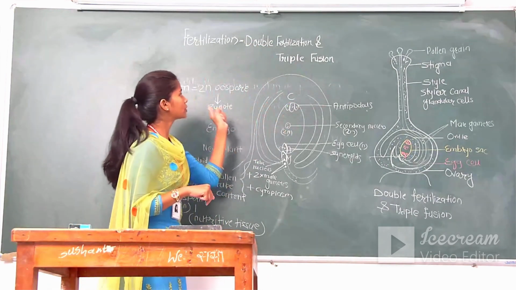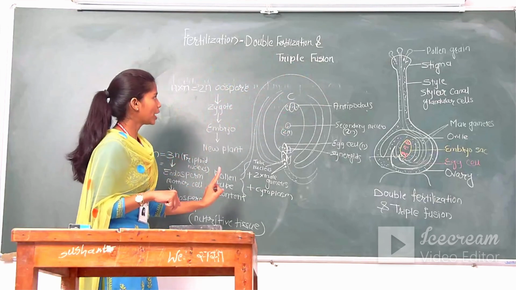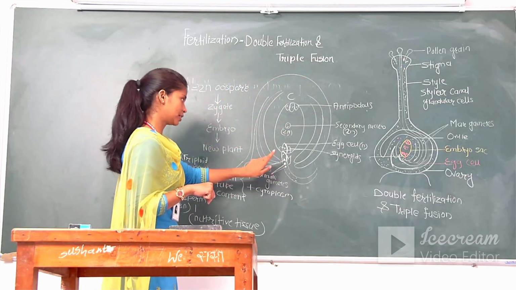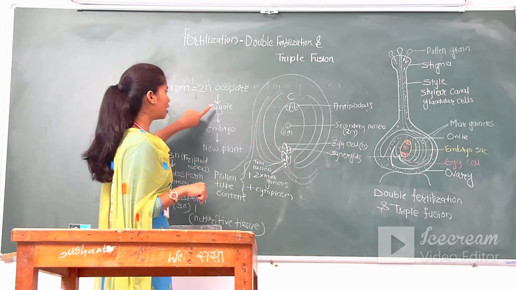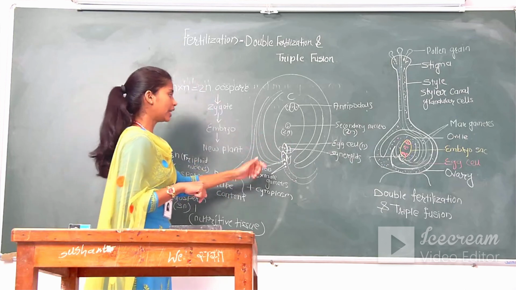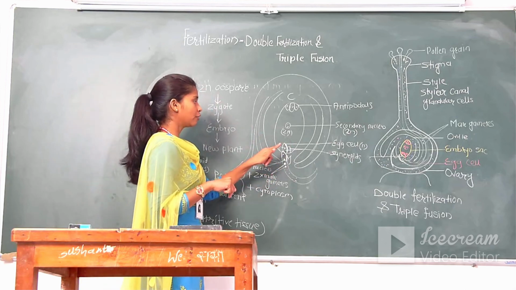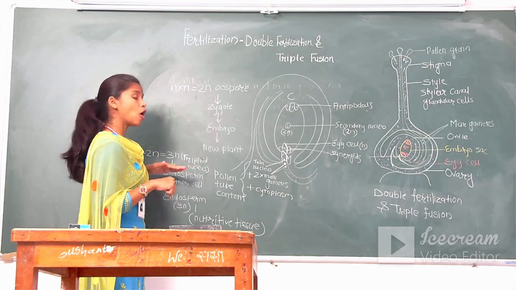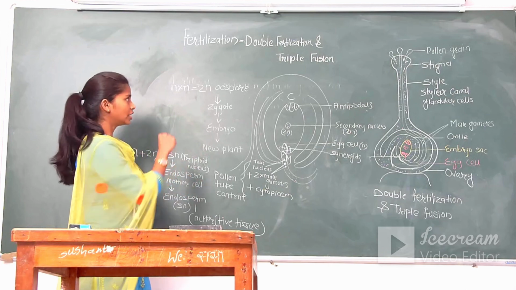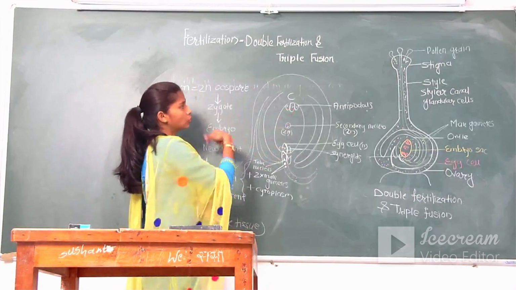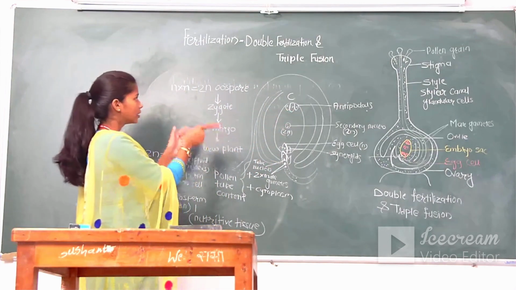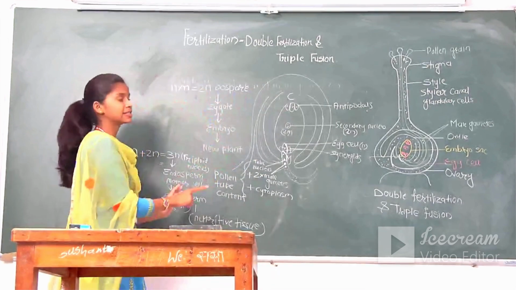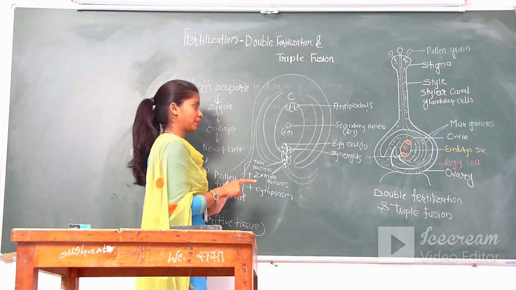So this whole process involves two reactions. In the first reaction, one of the two male gametes fuses with the female gamete and forms a zygote. In the second reaction, the second male gamete fuses with the secondary nucleus and forms a triploid nucleus, which later forms endosperm. So this fertilization involves two fertilization reactions. That's why it is known as double fertilization and triple fusion. And this is the characteristic of angiosperms.